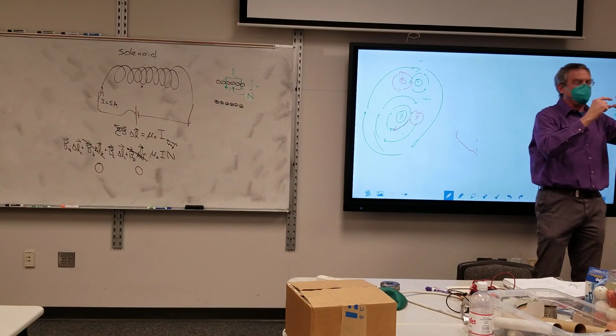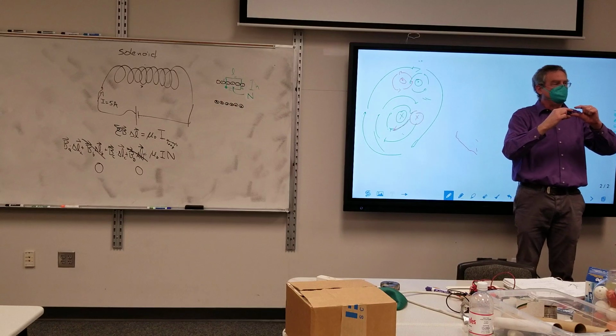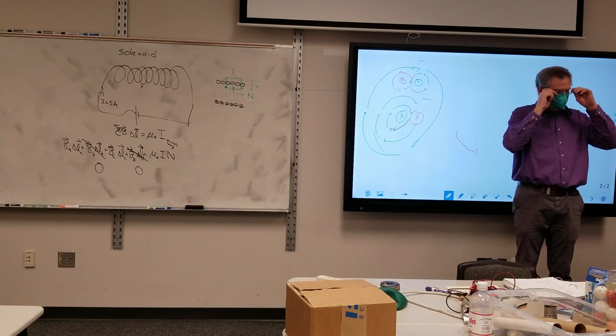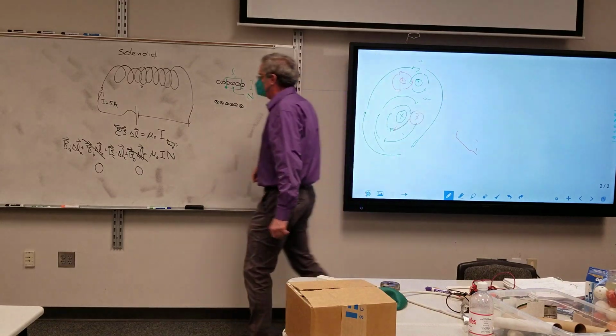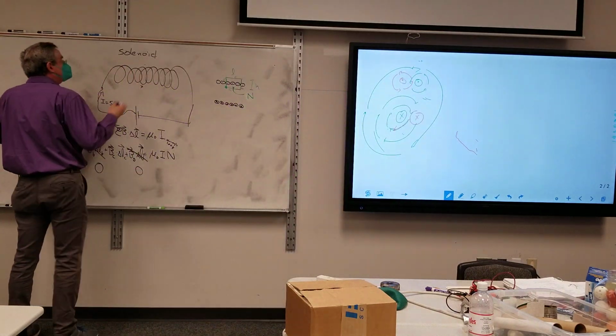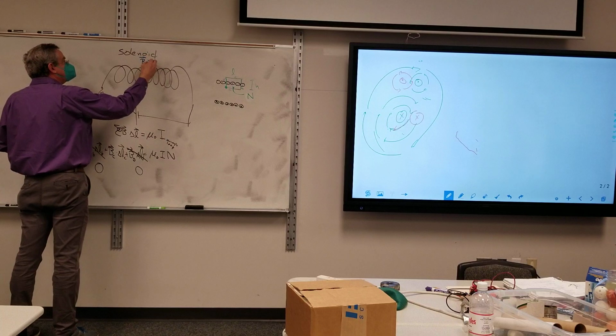Now, if I've got a really thin solenoid, this drops off to close enough to 0. So the magnetic field outside of an ideal solenoid is 0. So B equals 0 outside.